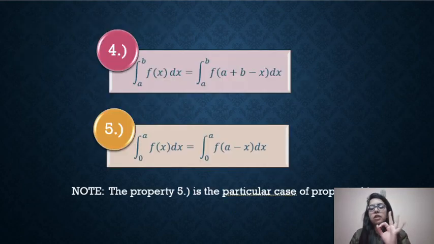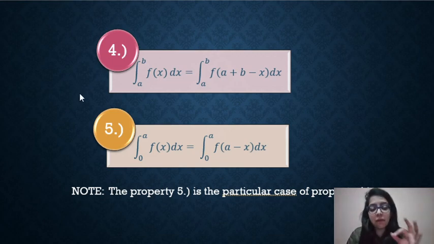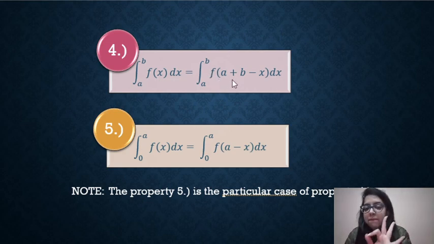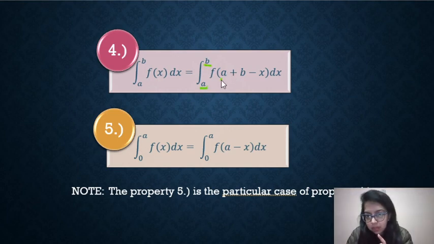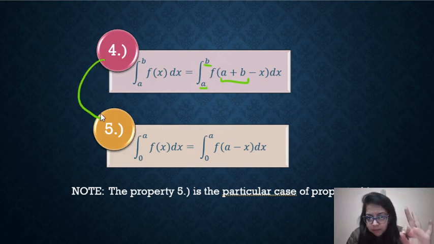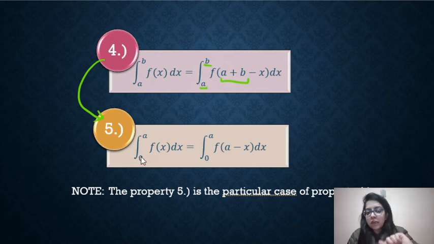A very important theorem, a property, that is integral a to b f(x) dx is equal to integral a to b f(a plus b minus x) dx. Here a and b are the limits. And there is a particular case: if the limit is 0 to a, f(x) dx is equal to integral 0 to a f(a minus x) dx.